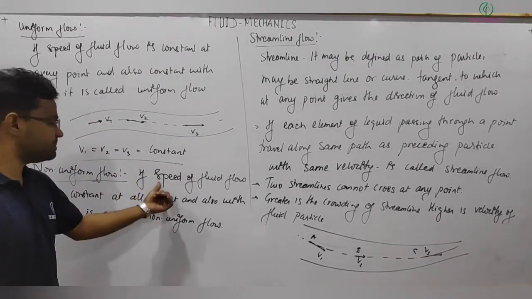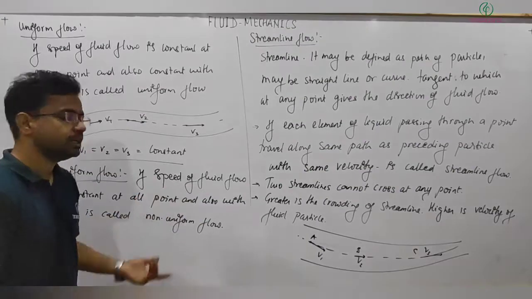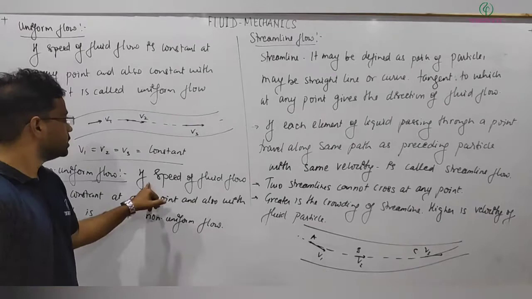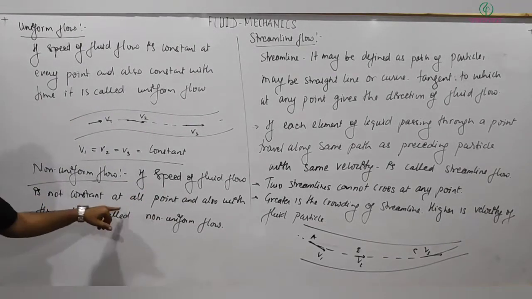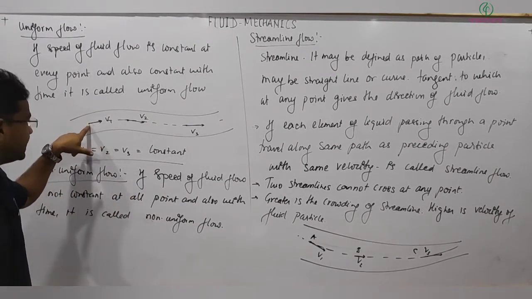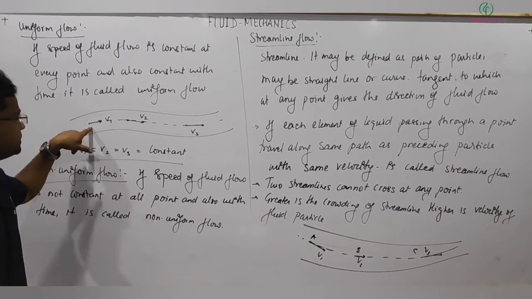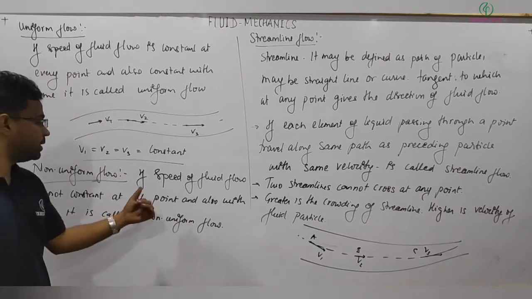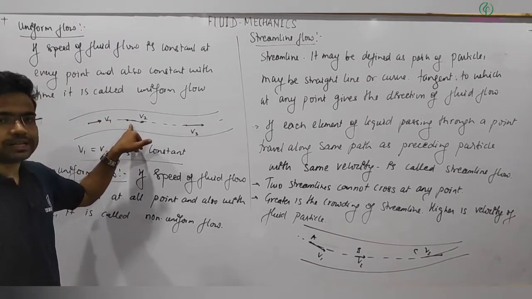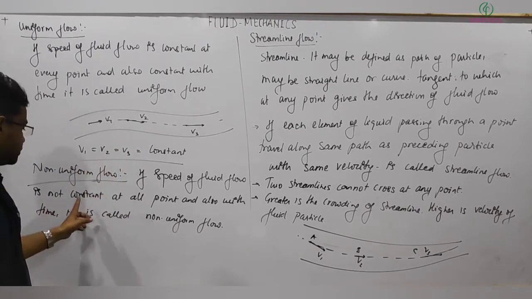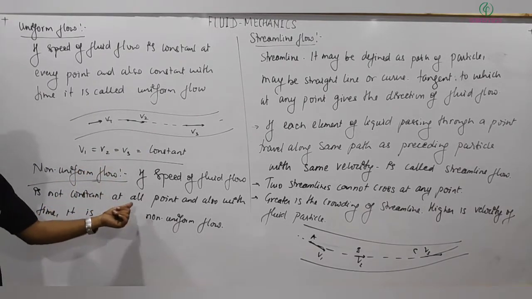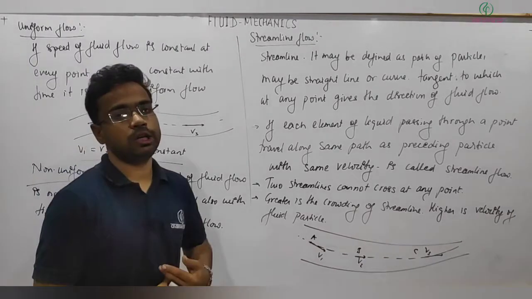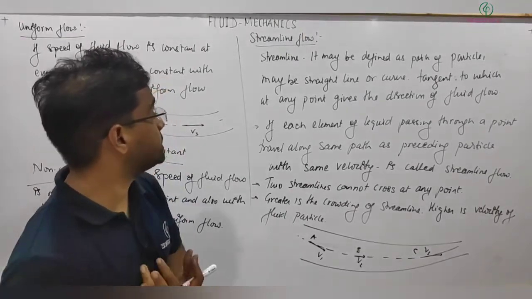Speed or velocity means exactly the same here, the magnitude, and if we are talking about the direction also, then it will be velocity. So if speed of fluid flow is not constant, at this point speed at this time is v1, after some time it's changing to v1 prime, v1 double prime, and so on, and at another point also, means v1 is not equal to v2. So if speed of fluid flow is not constant at all points, and also with time, it is simply termed as non-uniform fluid flow.